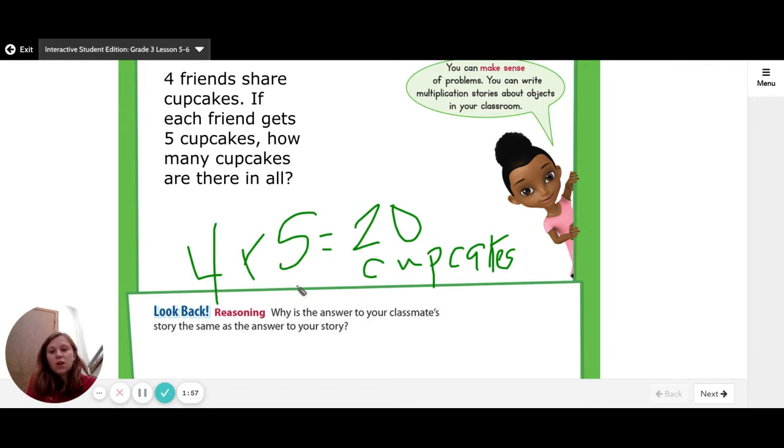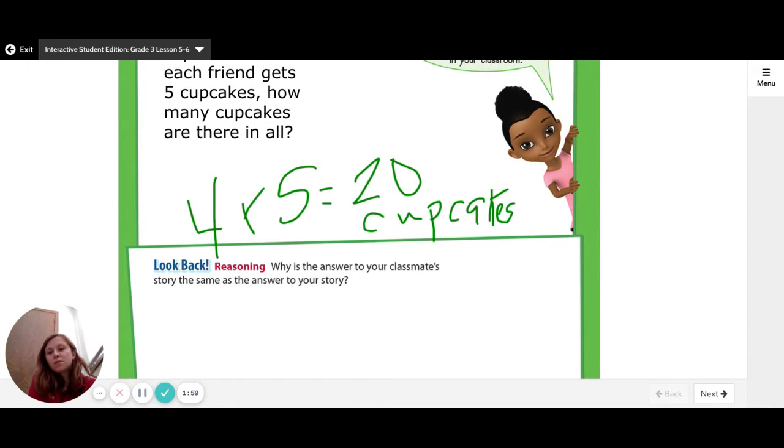Then at the bottom, we'll just talk about this question. Why is the answer to your classmate's story the same as the answer to your story? So even if someone wrote a completely different story about 4 times 5, we know that we would still solve it by doing 4 times 5. So the label might be different, but the number answer would be the same. Let's turn the page.